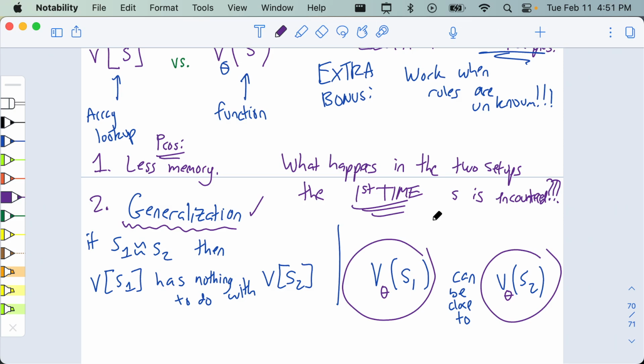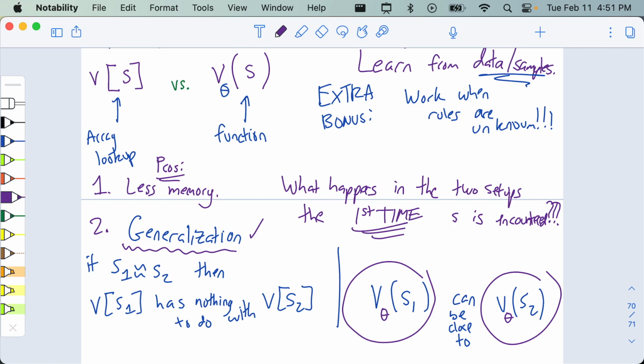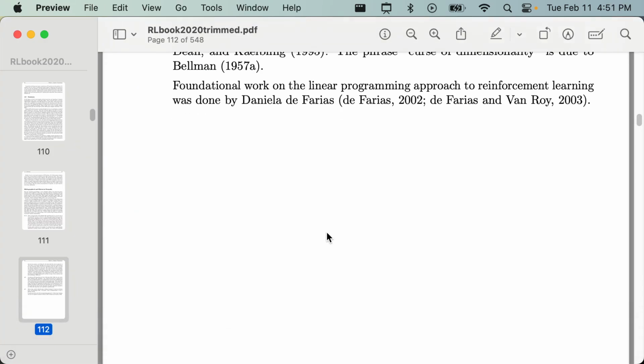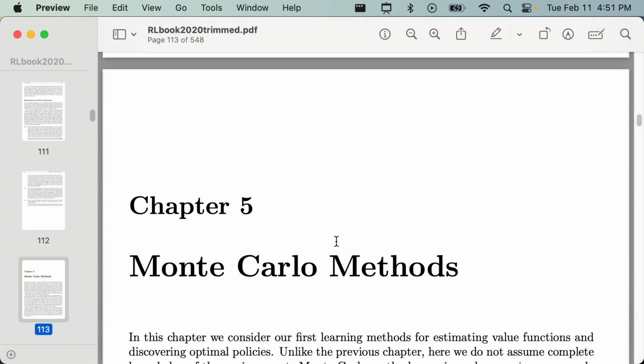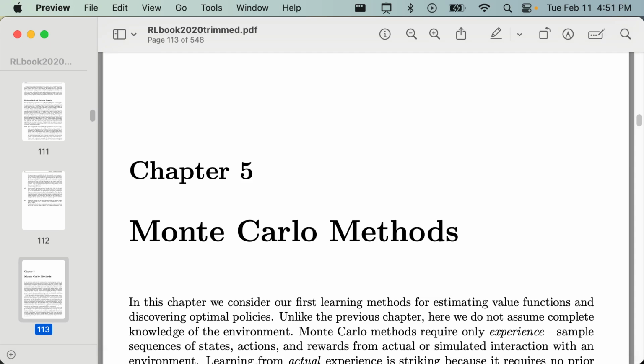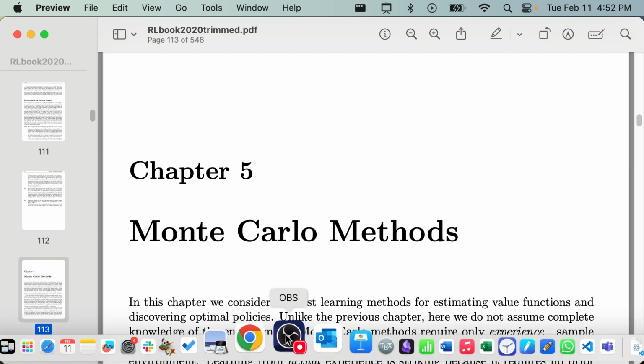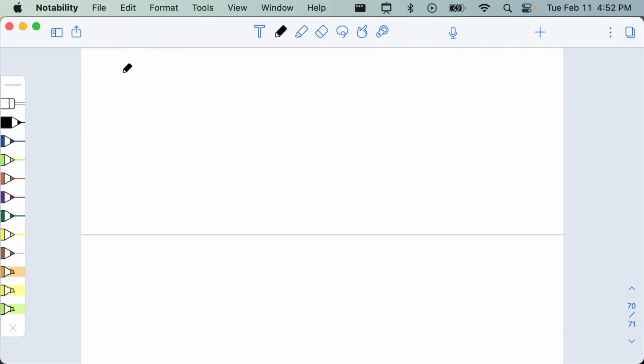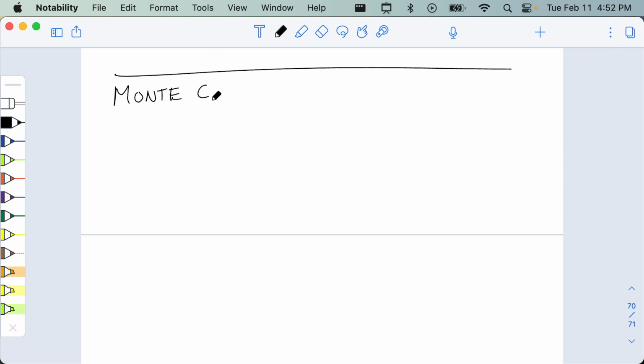Okay, and we're going to start with the Monte Carlo one. Why are we starting with the Monte Carlo one? The answer is because it's the next thing in the textbook. Okay, chapter 5, Monte Carlo. So what does Monte Carlo mean? What is Monte Carlo? Yes. Okay. Very technically, it is a place. It's like a casino in Monaco.